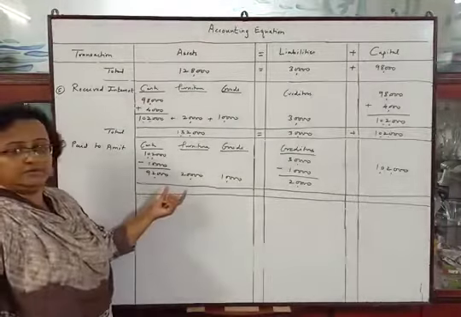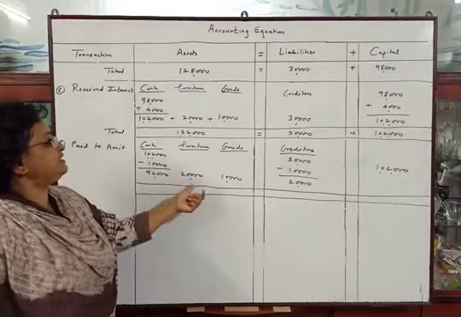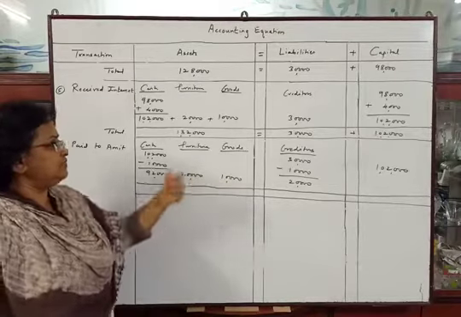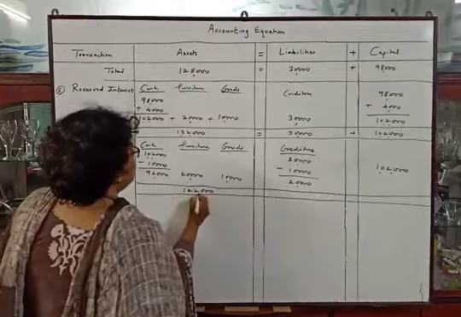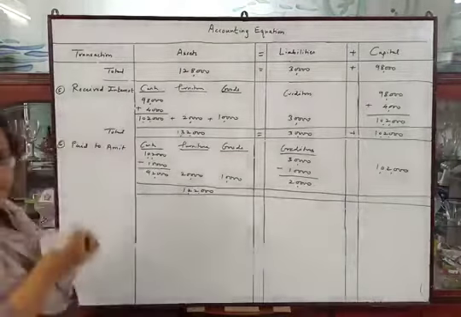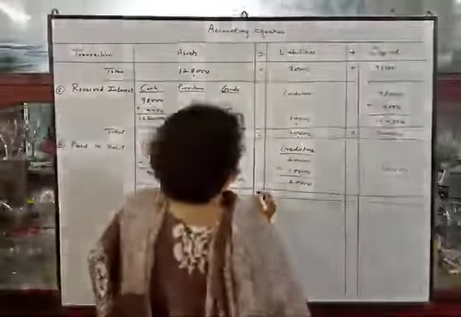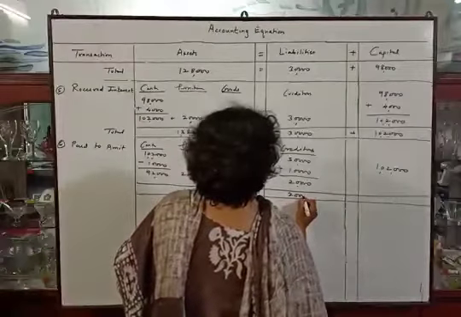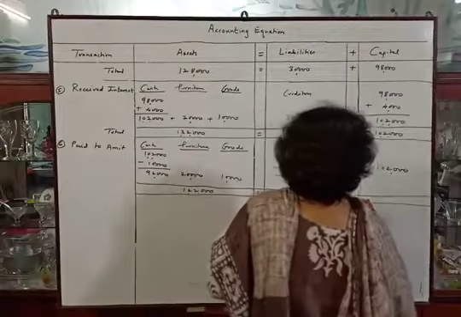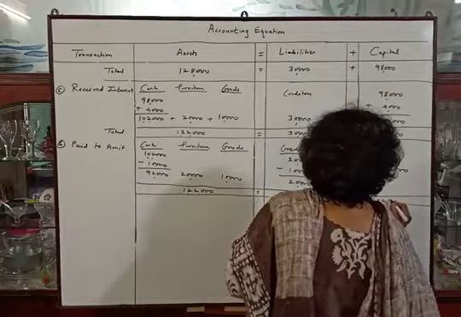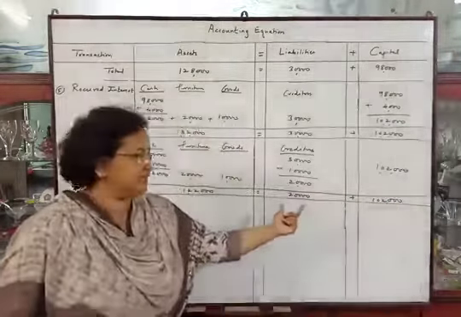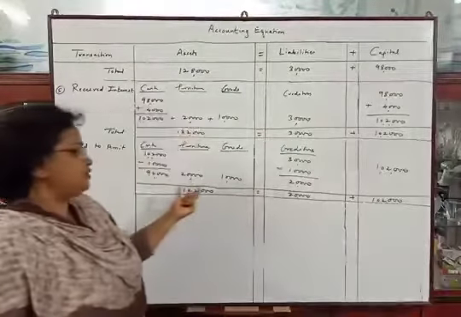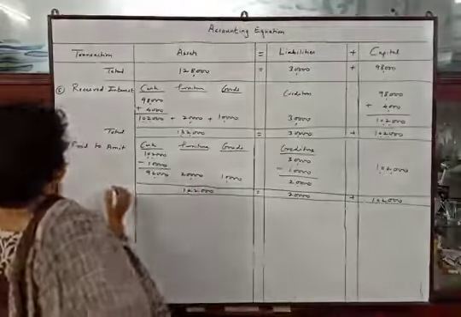Total of 92,000 plus 20,000 plus 10,000 will be 1,22,000. Okay, it is equal to 20,000, the remaining creditors, plus 1,02,000. 1,02,000 plus 20,000 is 1,22,000, which is equal to 1,22,000.